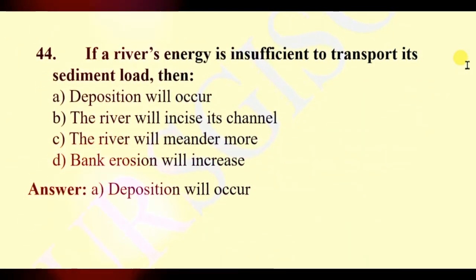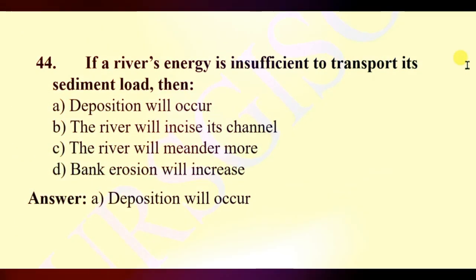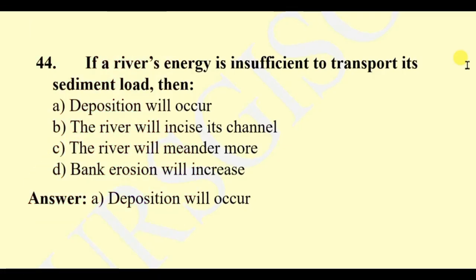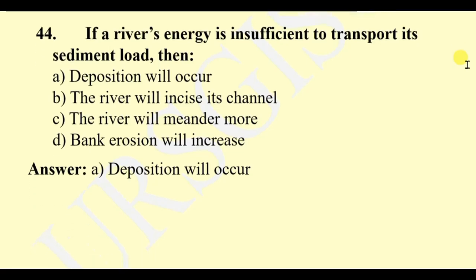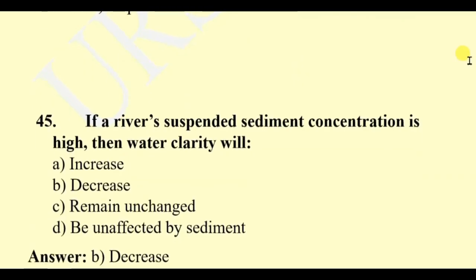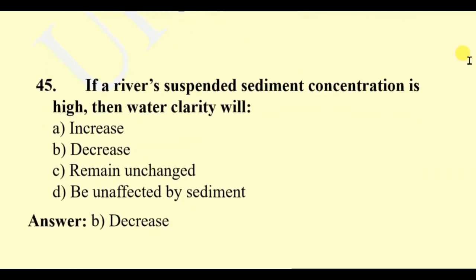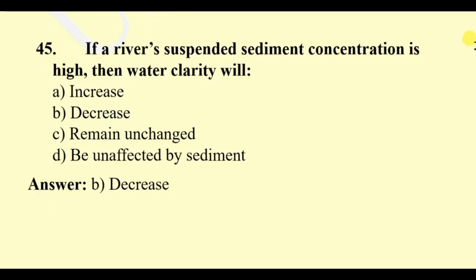Question 44. If a river's energy is insufficient to transport its sediment load, then deposition will occur, the river will incise its channel, the river will meander more, bank erosion will increase. The right answer will be deposition will occur. Question 45. If a river's suspended sediment concentration is high, then water clarity will increase, decrease, remain unchanged, be unaffected by sediment. Of course, decrease, because the more the suspended sediment concentration, the less will be the clarity.